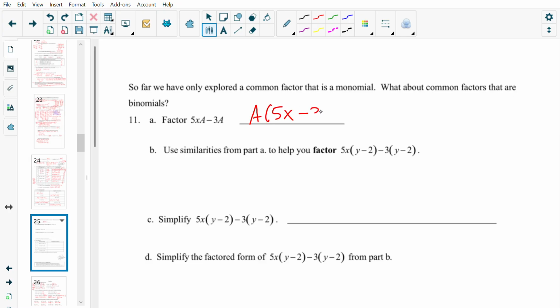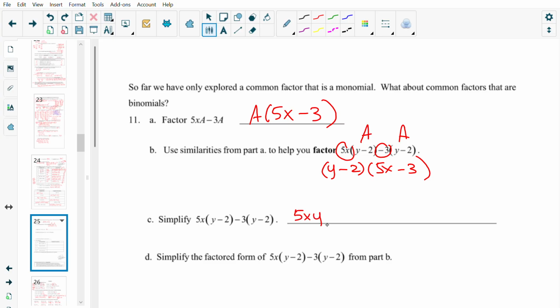Factor 5xa minus 3a. Well, I'm going to factor out an a. That's 5x minus 3. Use similarities from part A to help you factor 5x times y minus 2 minus 3 times y minus 2. Imagine this is your a value here. I can factor out a y minus 2, and I'm left with 5x minus 3.